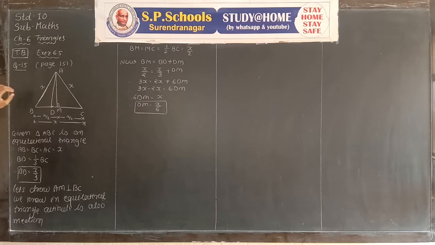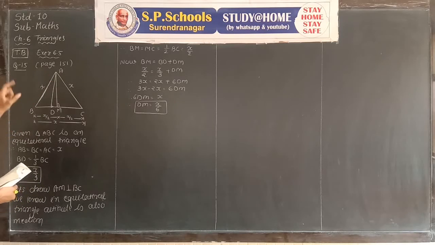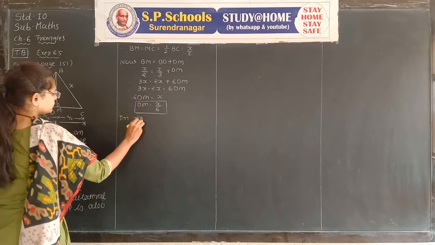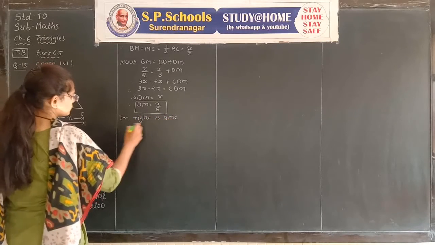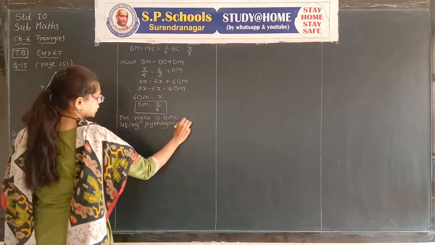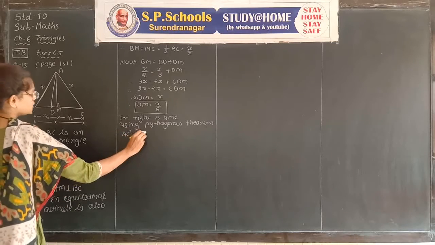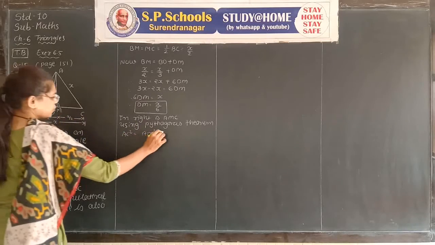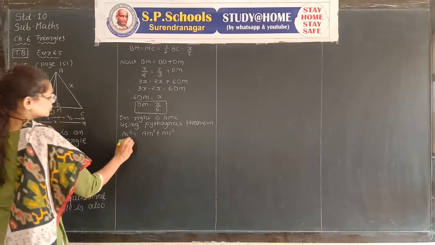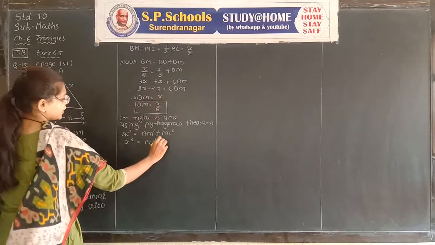Now see here, we need to prove that 9 times AD square is equal to 7 times AB square. We require AM first, so use Pythagoras theorem in AMC or AMB. In right triangle AMC, using Pythagoras theorem, the square of hypotenuse AC square is equal to AM square plus MC square, where AC is x, AM we don't know, and MC is equal to x upon 2 whole square.